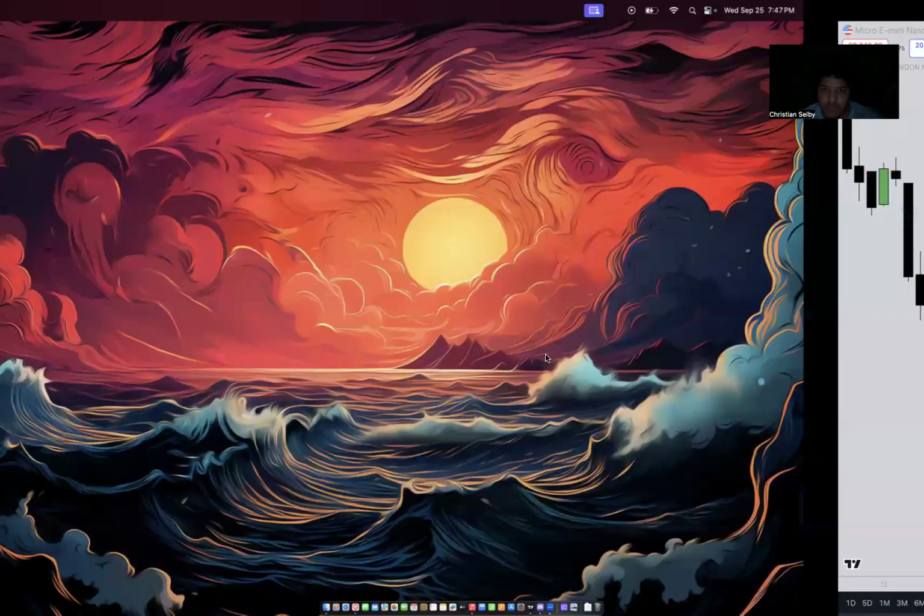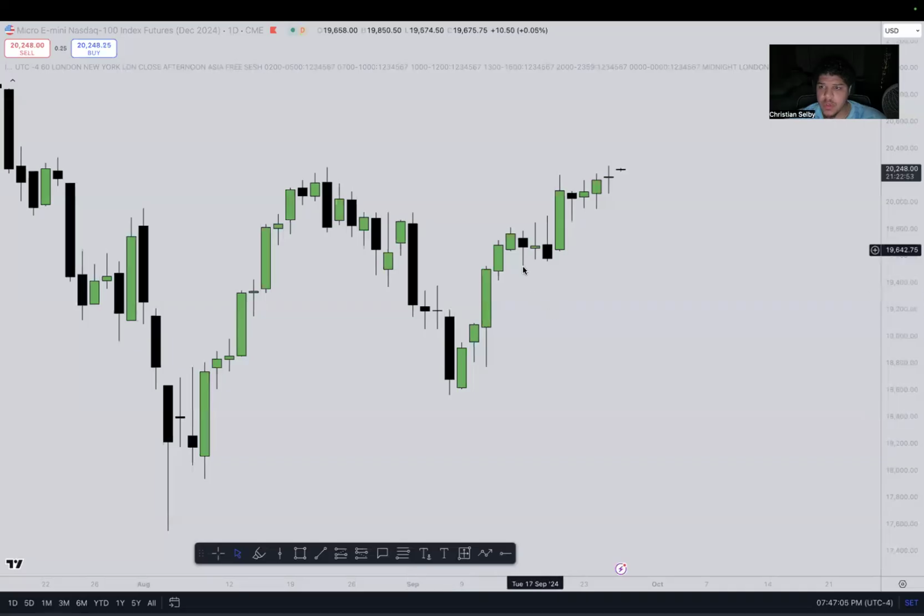All right, guys. So today I want to go through yesterday's price action for NQ, the 24th of September, 2024. It's a Tuesday. Really cool price action, really easy stuff to take.